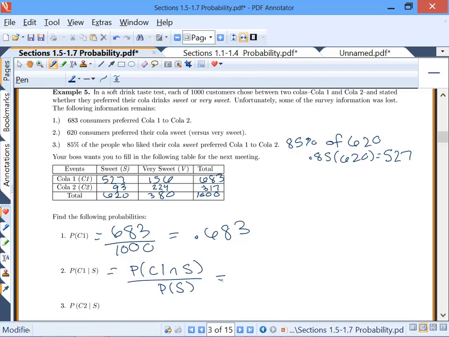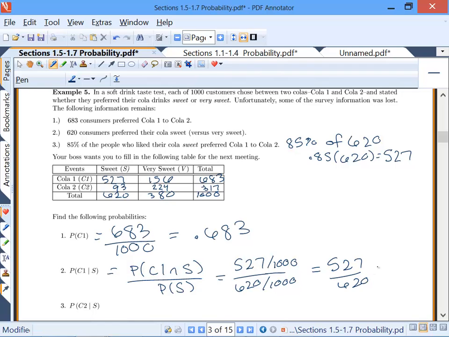Okay. So how many people in the table like C1 and S? Total number of people who like C1 and S on the table are 527. And the total number of people, sorry, I'm skipping things. It says probability. 527 is not a probability, is it? The probability is 527 out of 1,000 because there are 1,000 people. And then how many people like it sweet? There are 620 people that like it sweet out of a total of 1,000. Now what happens to those 1,000s? They are going to cancel and we get 527 out of 620.